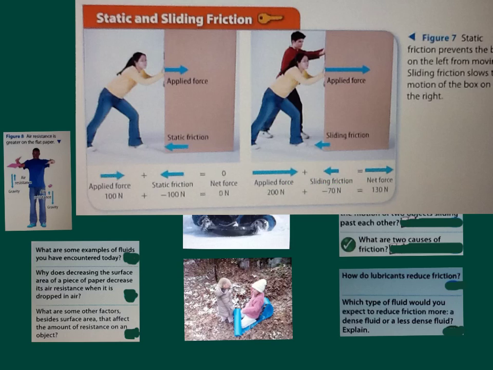What I want you to be thinking about is the type of surfaces that produce more sliding friction and those that produce less sliding friction, and we will talk about those in class.